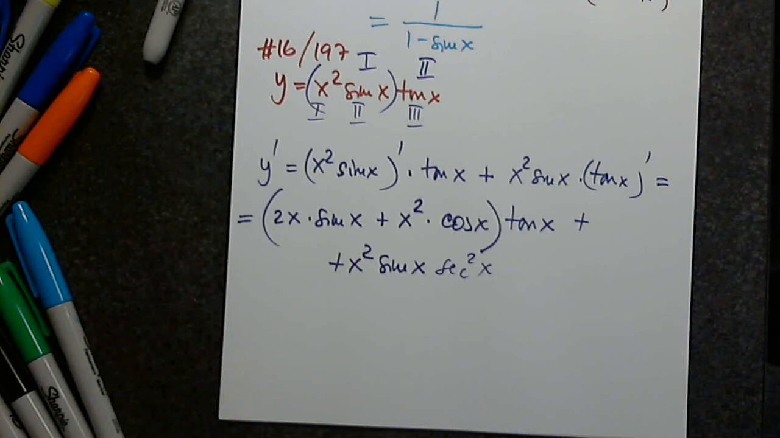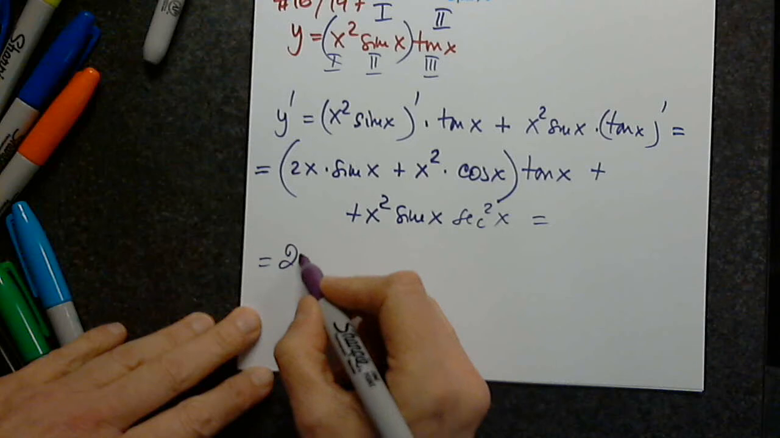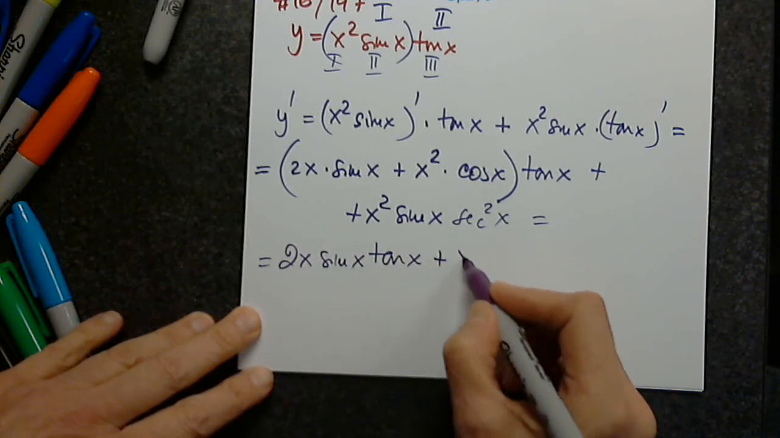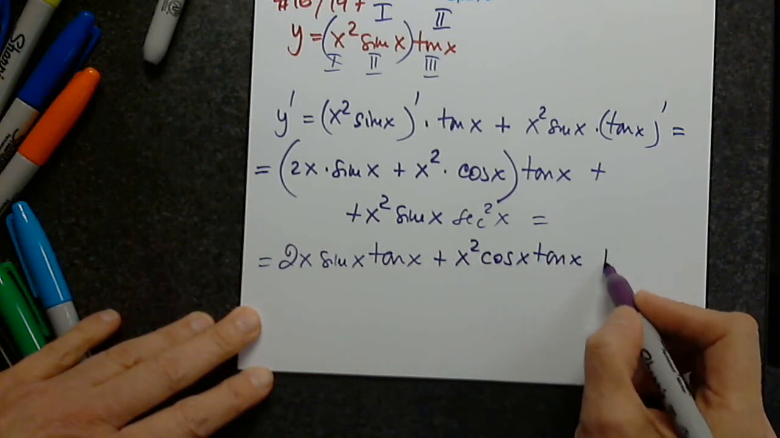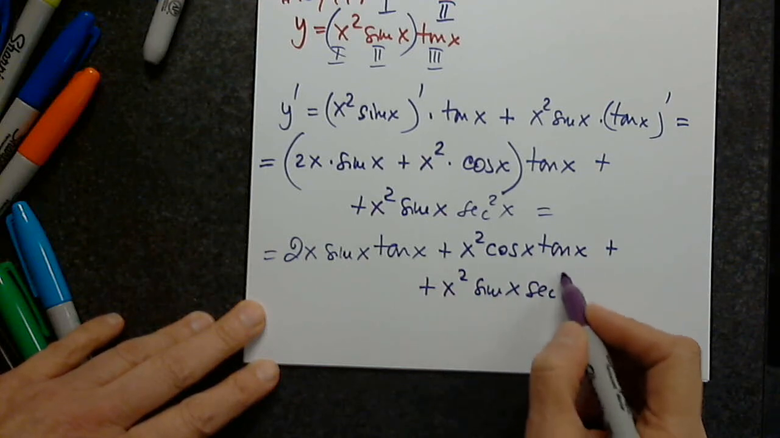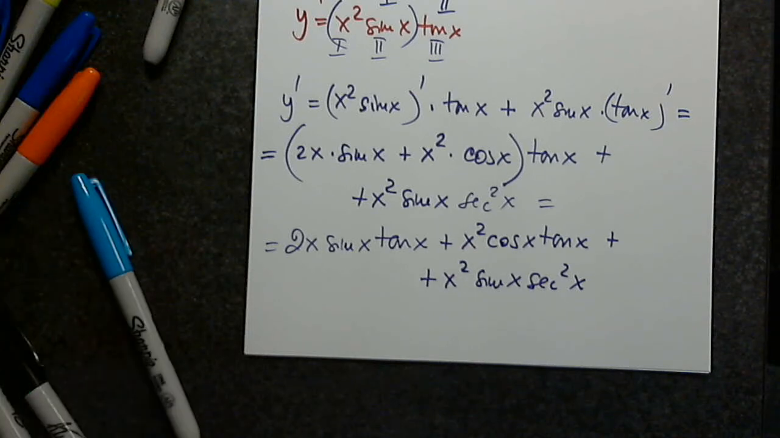So everything is done when it comes to the differentiation part, but I will have to distribute tangent, and then I can't do anything anymore. So let's distribute and remove parentheses. 2x sine x times tangent x plus x squared cosine x tangent x plus x squared sine x times secant squared x. So here's the rule, the shortcut, but again, I'm not going to ask you to do this.